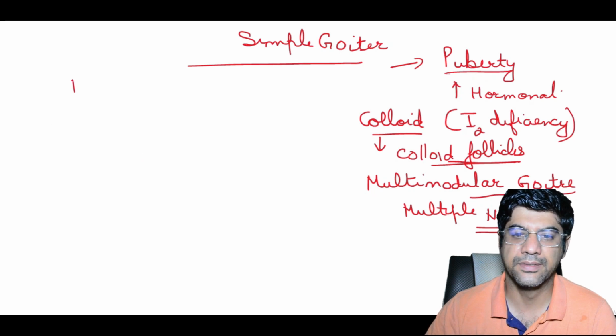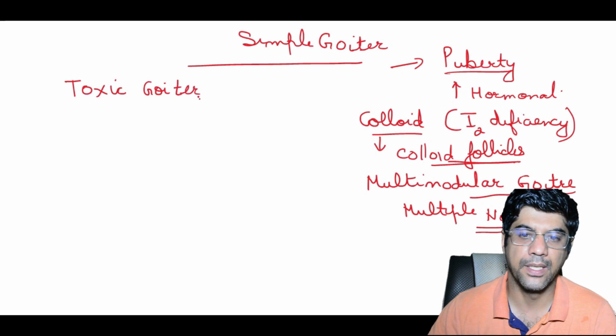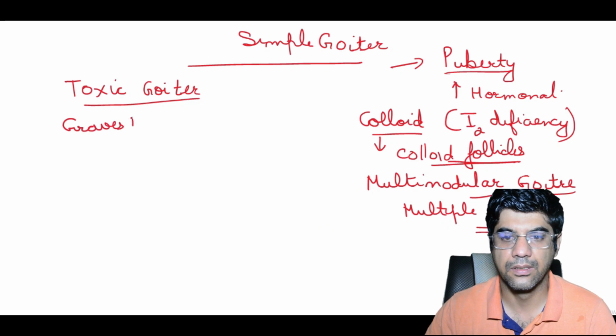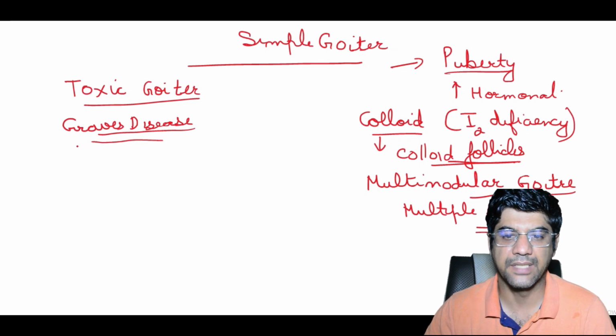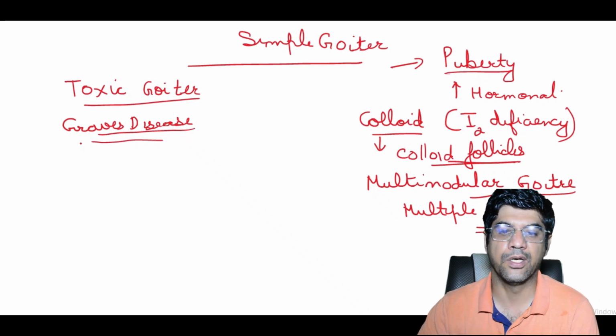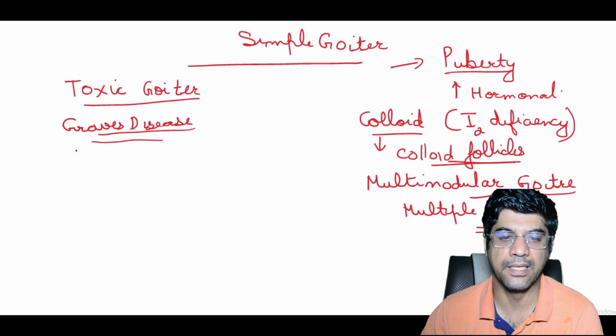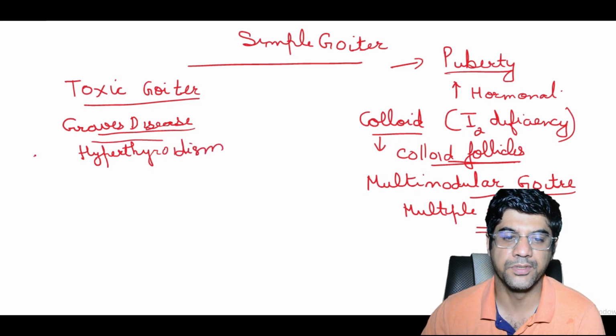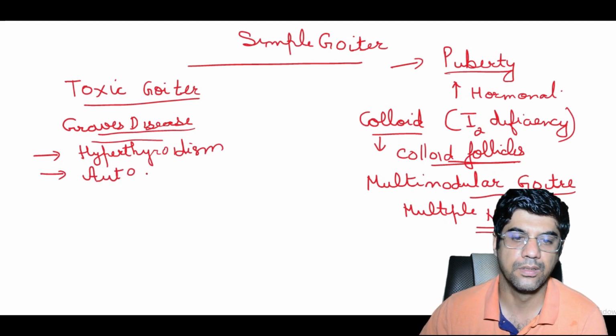The second type is a toxic goiter. Example is the Graves' disease. So Graves' disease is an autoimmune disorder that causes diffuse enlargement of the thyroid gland, and it is related with hyperthyroidism, and it is associated with, remember, autoantibodies.